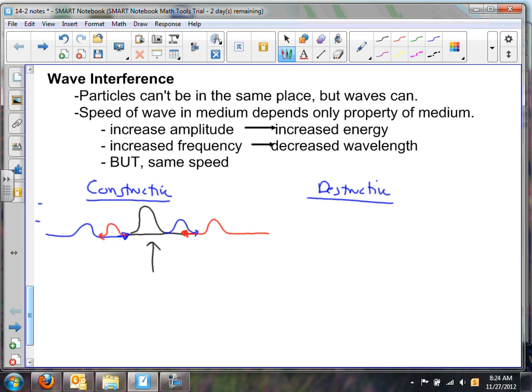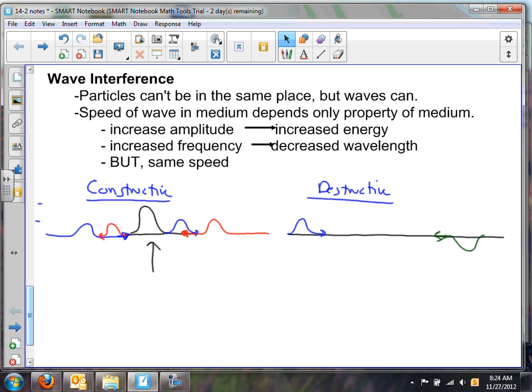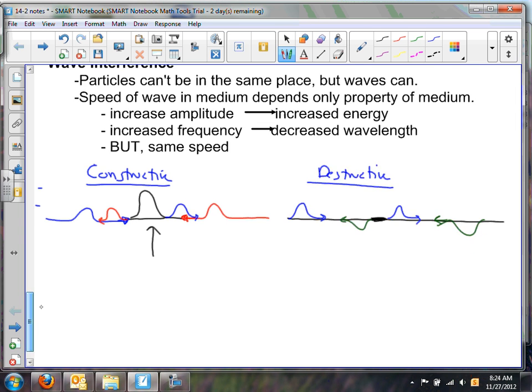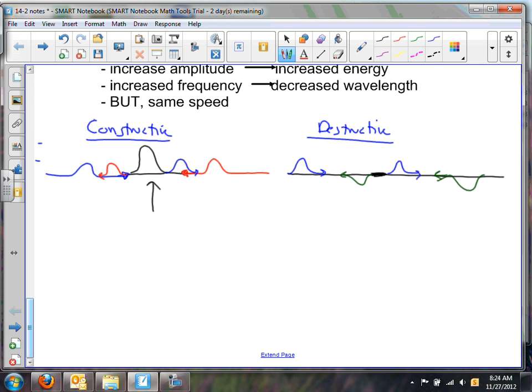Conversely, if you have a blue wave, let's say here's my rest position. If I've got a wave traveling this way and a wave traveling this way, when they meet right here in the middle, it's going to completely cancel out because you have +1 for the blue and -1 energy for the green, so you end up with 0. After they meet, the green will continue on like that, and the blue will continue on like that. That would be complete destructive interference.